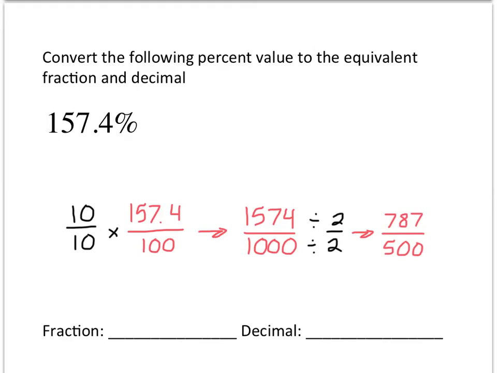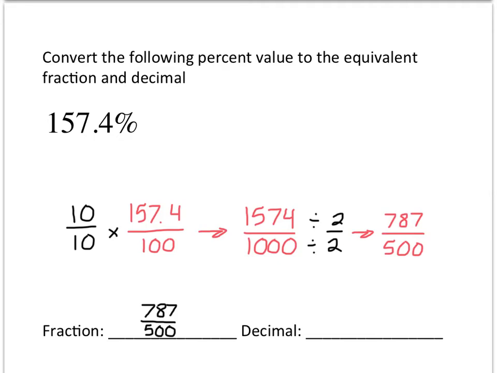And at this point, I can try and find more common factors, but it actually turns out that 787 and 500 don't share any other common factors. Kind of a tricky problem, but this will be our simplified fraction, 787 over 500. So it's okay that this didn't simplify down very nicely. The important thing is that I do have this simplified down to an equivalent fraction.